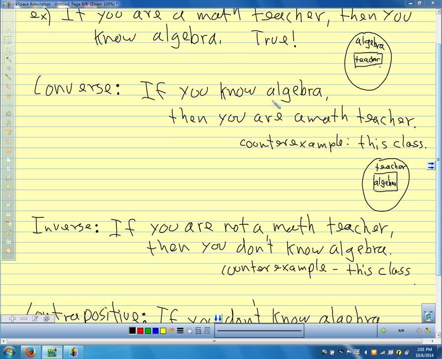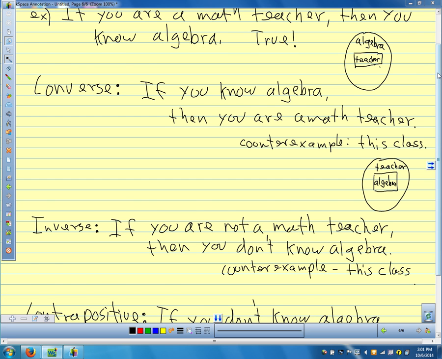Tomorrow we'll talk about something special that happens when the conditional statement and the converse are both true. There's something special that happens. And one logical mistake that people often make, especially when they're trying to sell you something, especially when they're trying to convince you of something, is to assume that the converse is true if you know the conditional is true. That's one mistake that people will make.